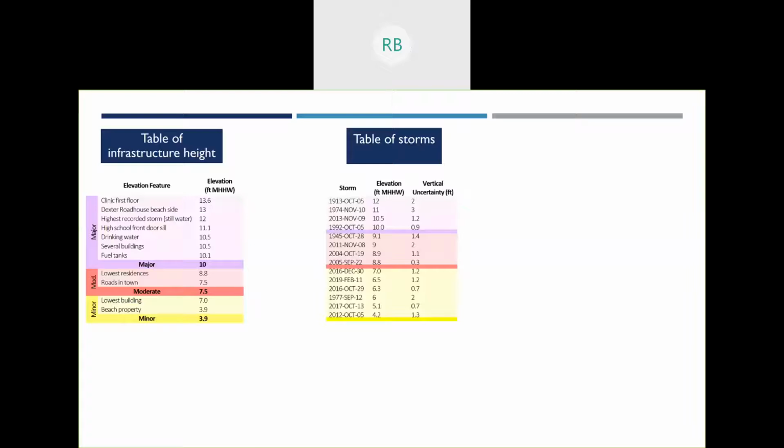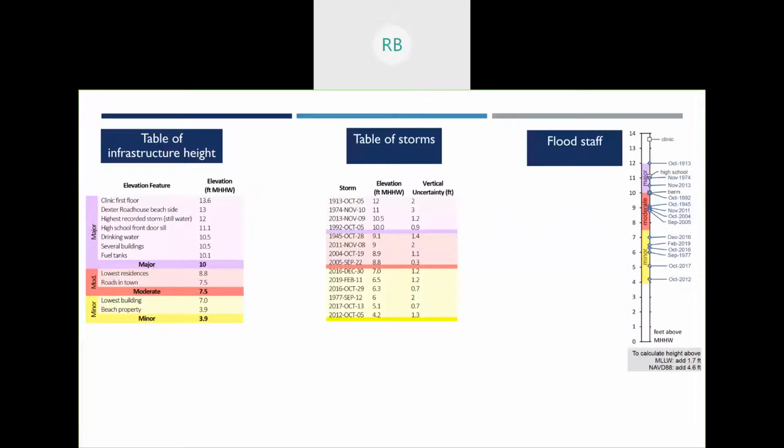If 4 of those storms happened today, they would cause major impacts. If another 4 happened today, they would have caused moderate, and a lot of minor flooding as well. So just this color scheme really gives life to that table of storms to get an idea of how impactful these events are for the community. And that brings us back to that flood staff graphic I gave you right at the very beginning. So again, small, succinct, and really gives you an idea of how often flooding occurs and how severe it is for the community.